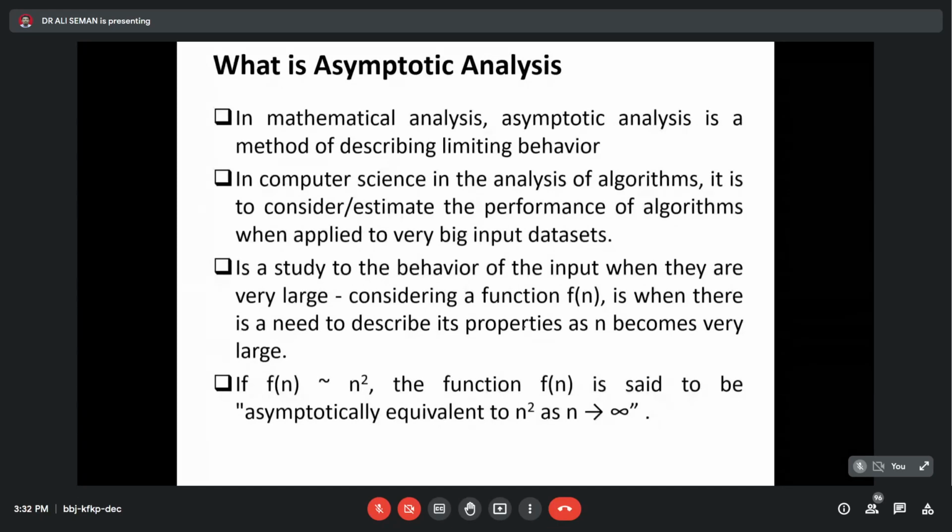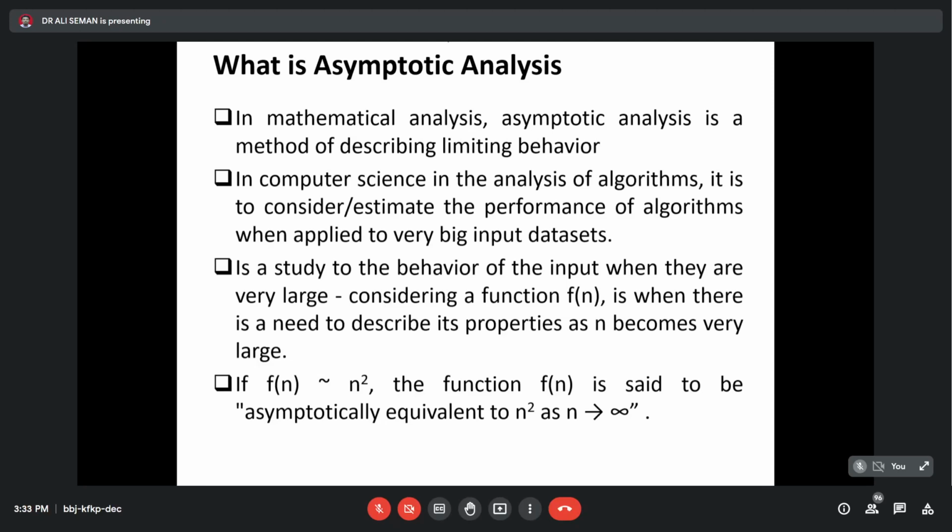What is asymptotic analysis? In mathematical analysis, asymptotic analysis is a method of describing limiting behavior. What is limiting behavior? We want to observe certain behavior when the input size called n increases until infinity. When n gets large, what is the behavior when we increase n? So this is actually the area of asymptotic analysis. We want to observe asymptotically the limiting behavior when n increases until it gets large or until infinity.